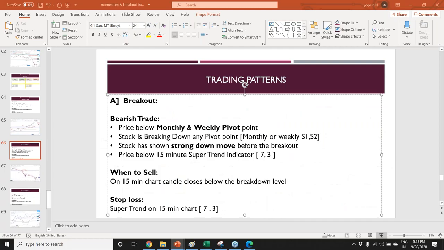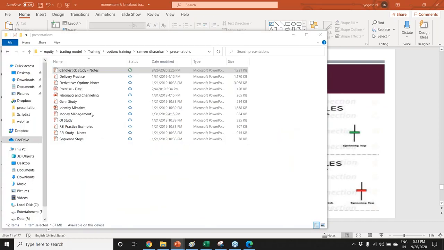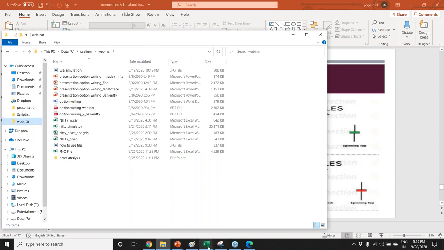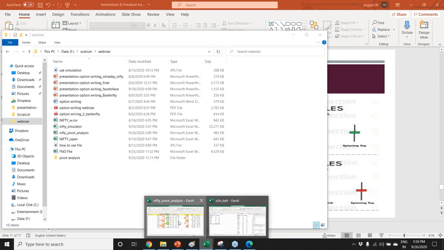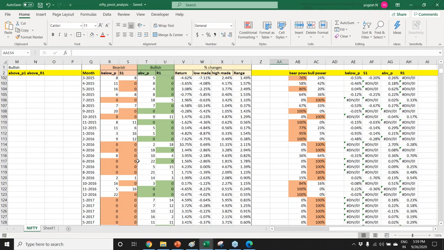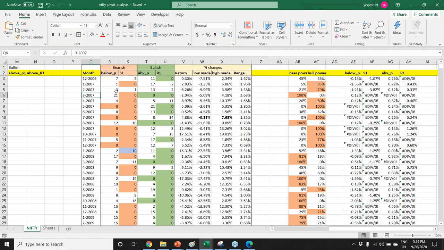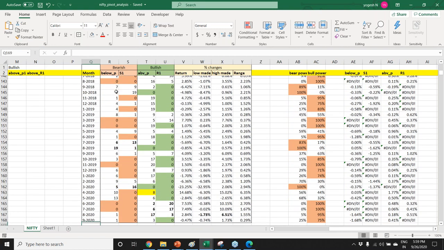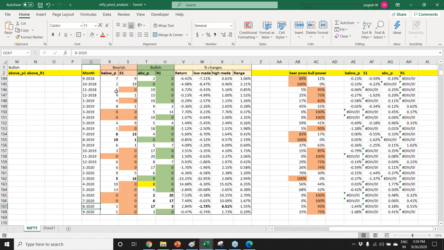Now what I'll do, just to increase your confidence, I'll show you this Excel sheet that I have prepared. I'm in the process of making this for a few stocks. I'll share this with you. In this, from 2008 till 2020, I have classified the Nifty as bullish or bearish on the daily chart based on the monthly and weekly pivot, based on only the monthly pivot. So how strong are monthly pivots?